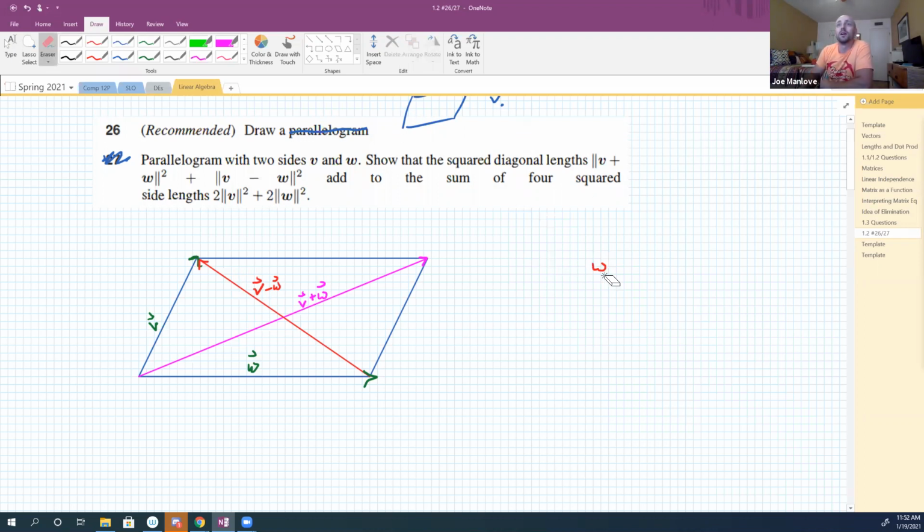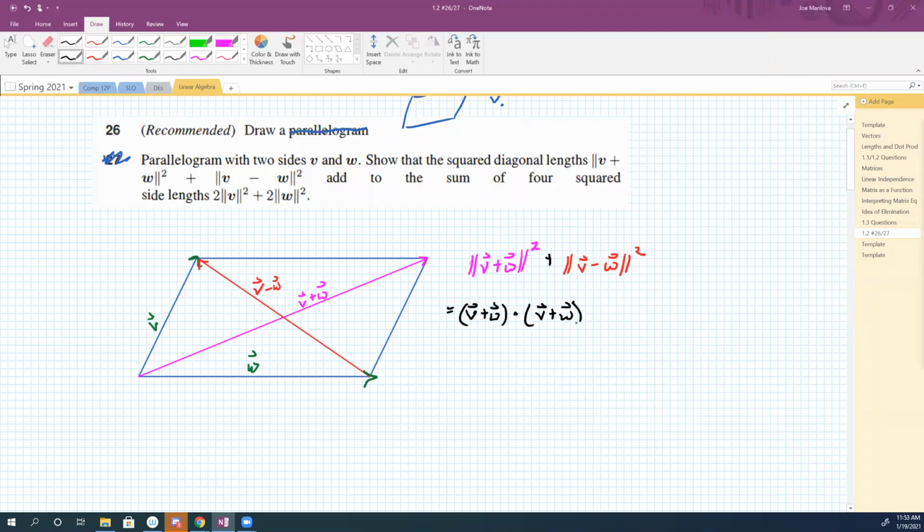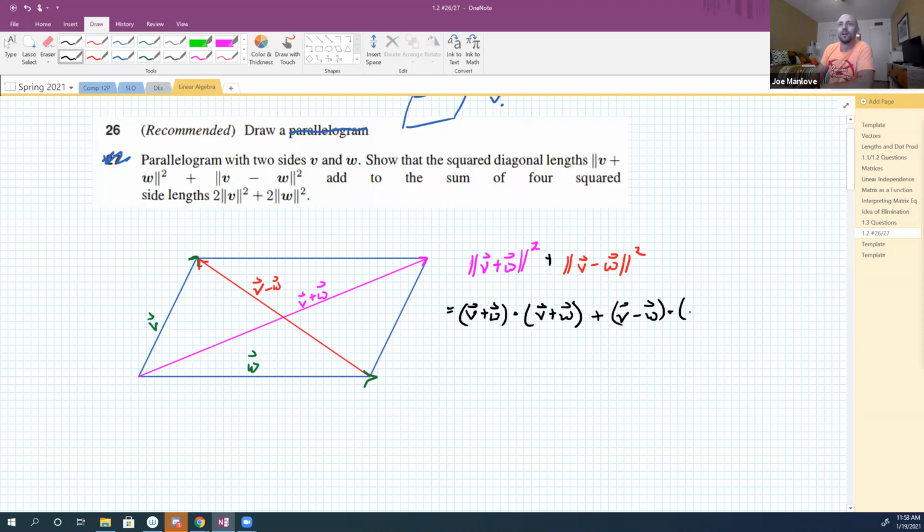So the place I'm going to start is I'm going to say, all right, the magnitude of v plus w squared plus the magnitude of v minus w squared is going to be the same thing as v plus w dotted with v plus w. Oops, sorry, that's the wrong notation. Forgot what class I'm teaching. It is the vector v plus w dotted with the vector v plus w. How about that? Is that notation we've seen? Yeah, there it is. Okay, now I recognize it. It was confusing me before. Thanks, Grayson. All right, and then we're adding v minus w dotted with v minus w.